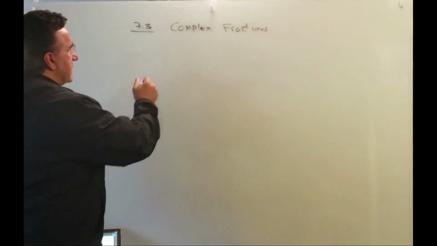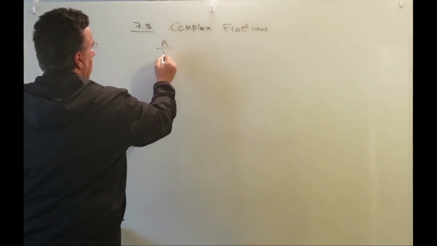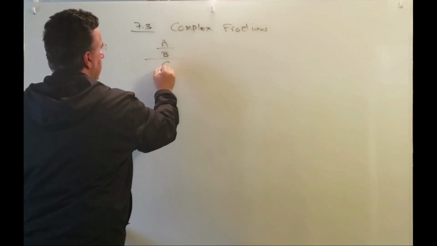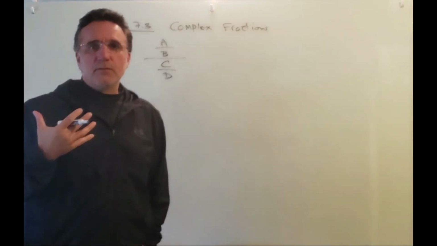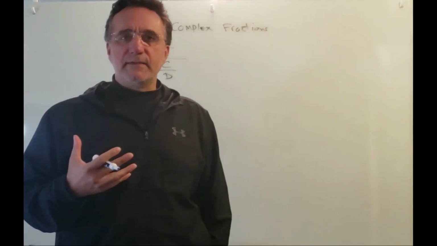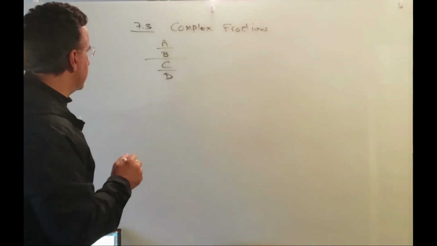So the classic type of a complex fraction is of the form a over b over c over d, and the first thing we'll do is look at how to do a simple complex fraction like this, how to simplify one.